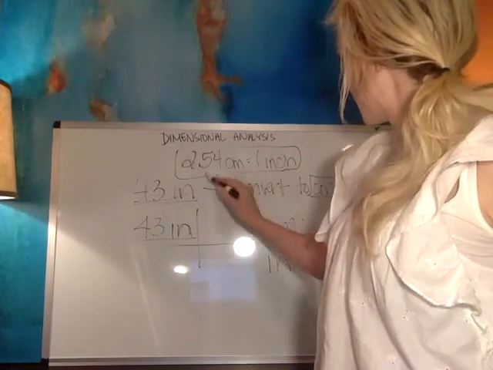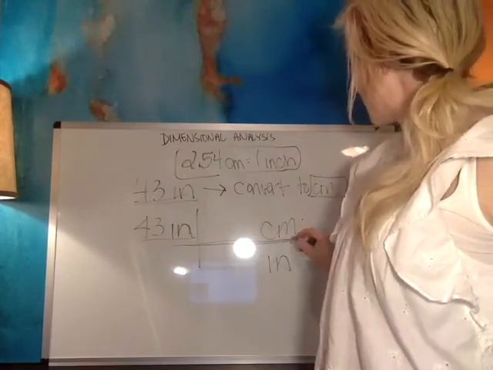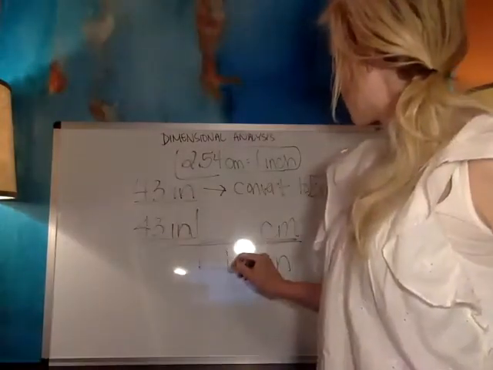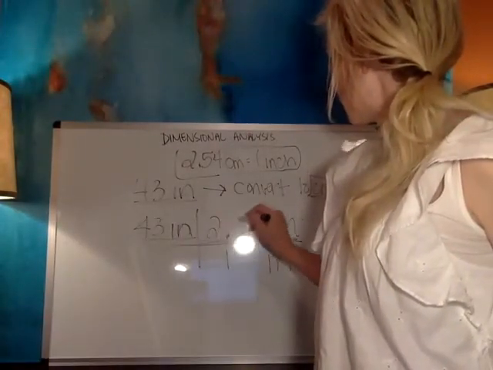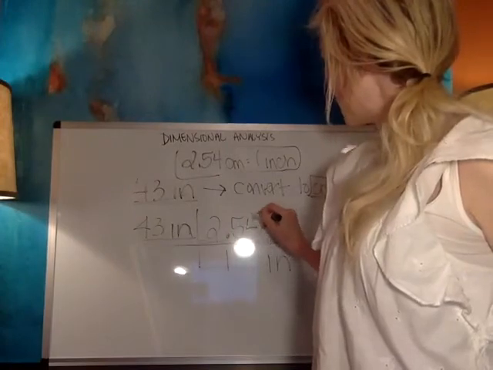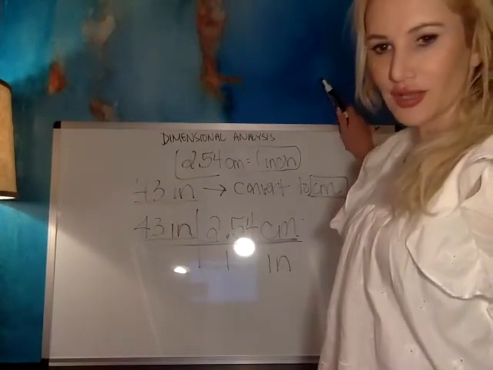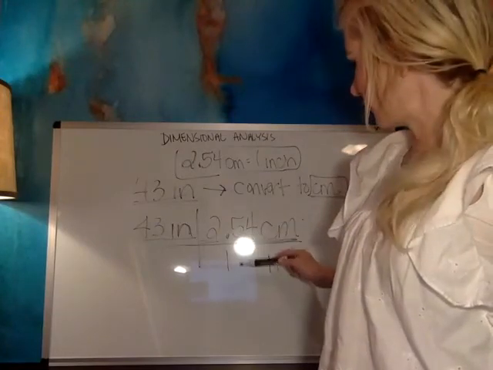So now I'm just going to plug in what makes these two things equal. So this line is the same as an equals. So I'm going to put in 1 inch, and I'm going to put in 2.54 centimeters. A common mistake that students will make is to flip these. So they will accidentally put the 2.54 on the bottom.